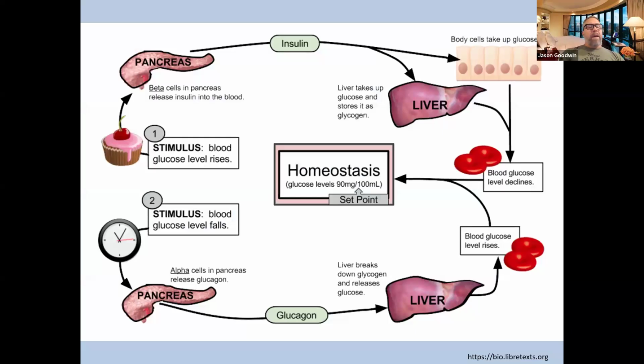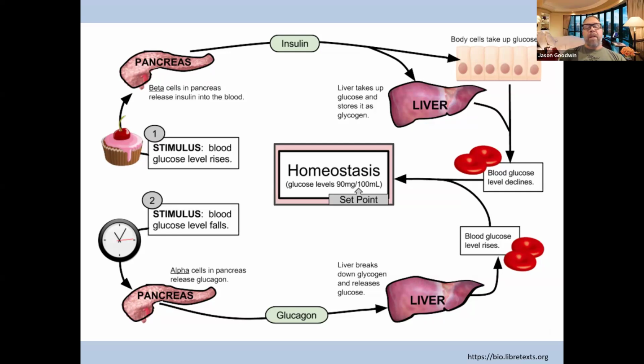Okay, so here's a picture of the way that happens. So the stimulus is me eating a cupcake, right? And so I'm going to commit carbicide, and I'm going to eat this, and it's going to go into my pancreas. The beta cells are going to release insulin in the blood to combat that increased blood glucose level.